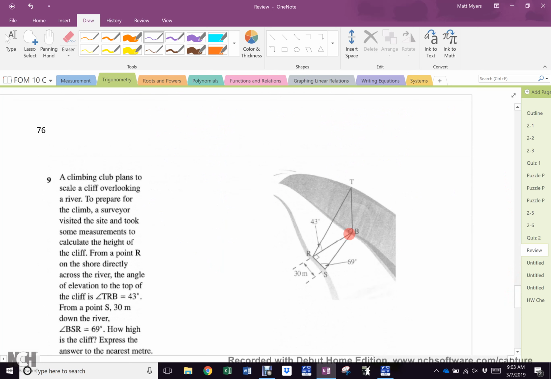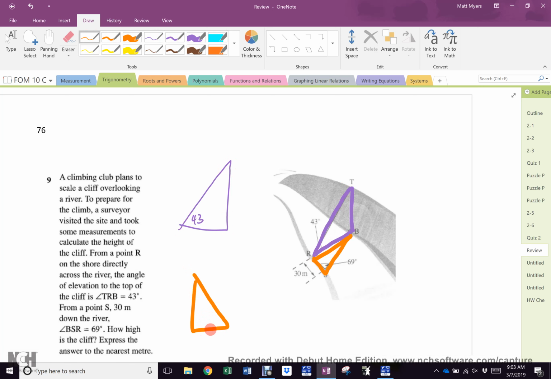This question is very similar to the airplane question. I need this height right here, which means I need 2 pieces of information on that purple triangle, of which I only have 1, 43. But this side right here is part of this triangle. And that orange triangle, I have a theta of 69 degrees, and I have an adjacent of 30. This side here is that side.